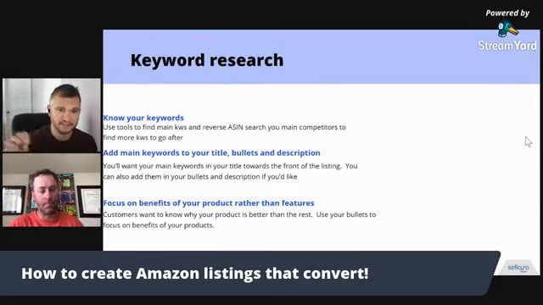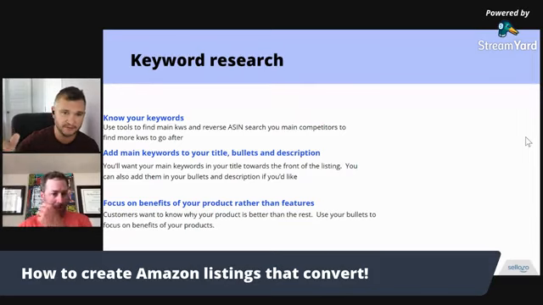And the ways to get keywords, which we talked about in a past episode, is you can always use the Amazon search bar, but there are tools out there that do a reverse ASIN search on your competitors, and you can find maybe some hidden nuggets in there, hidden keywords that you can then add to your title or your bullet points.